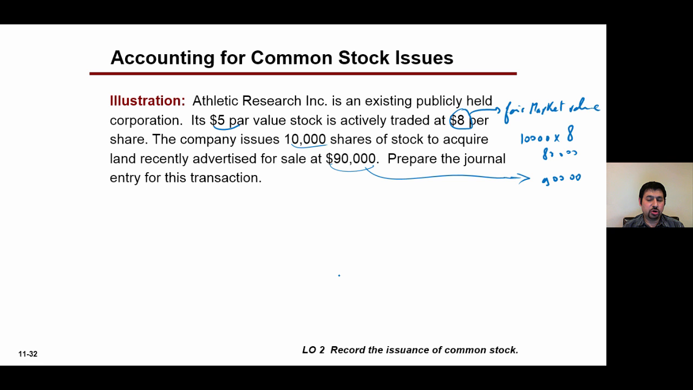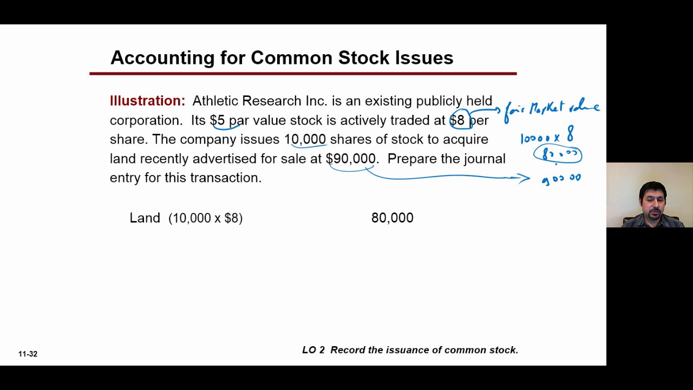In this case, it is easier to determine. Remember that the advertised price of the land is not an exact number compared to, for example, the value of the stock. The value of the stock is 80,000. As a result, we will use the 80,000. In this case, the company will record land at cost, which is 80,000.